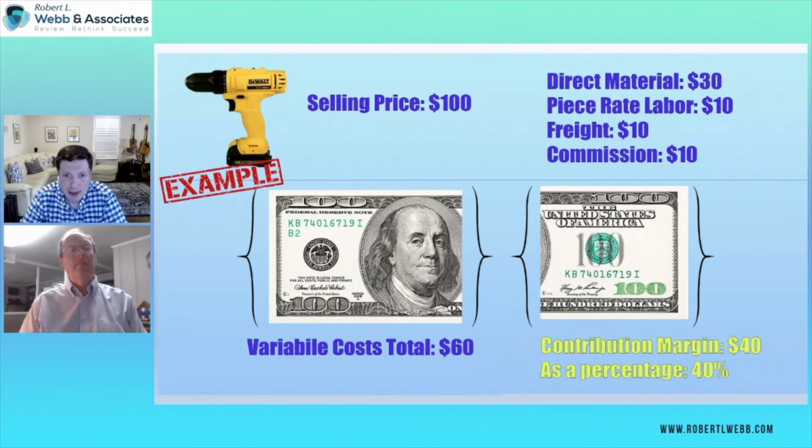Bob, the way I always like to look at contribution margin, and we use this drill as the example, is: I know that if I sell one more drill, that $40 contribution margin is going straight down to my bottom line. We talked about EBITDA earlier. This is a direct effect on your EBITDA because you're taking out those variable costs.